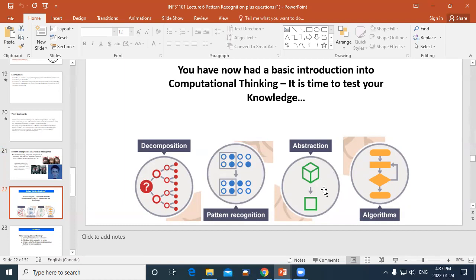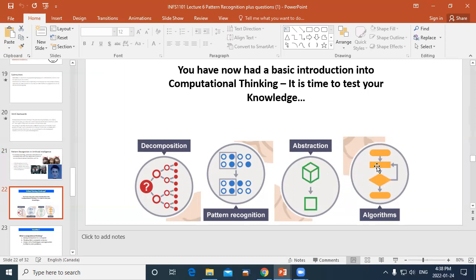Abstraction. Looking at it from different angles. But it's really just focusing on what's important, ignoring everything that's not important. There's a lot of stuff that we don't really care about. So this is a cube. We only care that it's got 4 sides. So just focusing on what's important, ignoring what's not.